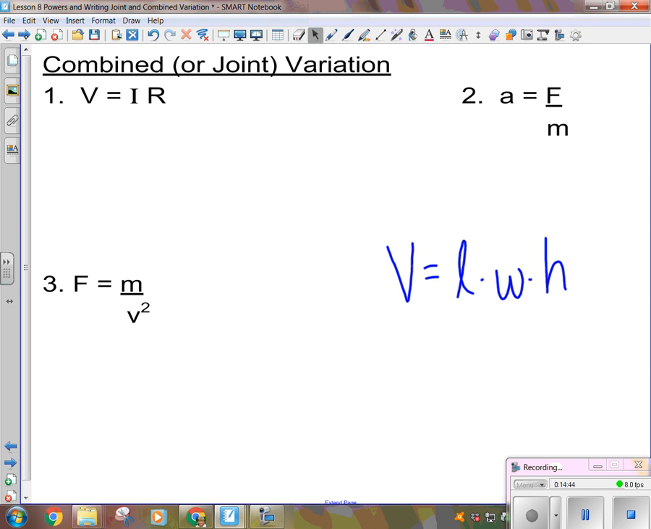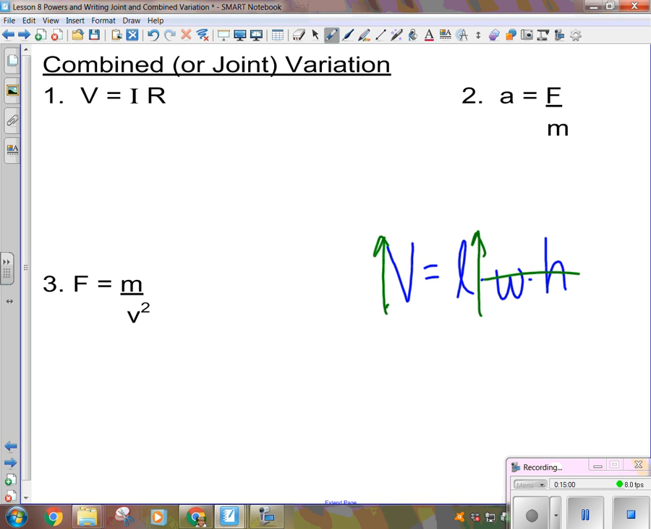I would like to hide the W and the H. Pretend they're not there. How do L and V vary? If the length of the box got bigger, what would happen to the volume of the box? It'd get bigger too.